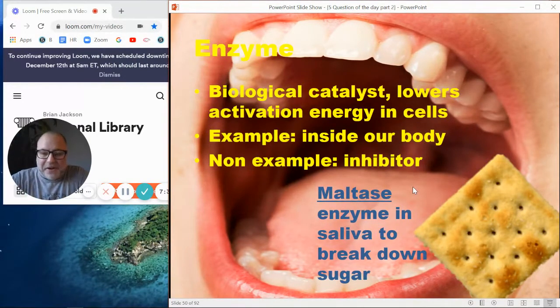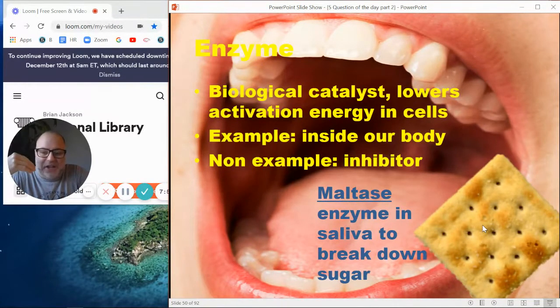And if you leave it there for a couple minutes, the maltase here is going to start breaking down some of the fibers inside of that cracker. They're literally going to start digesting it, and it's going to turn the starch that's in there into sugar.